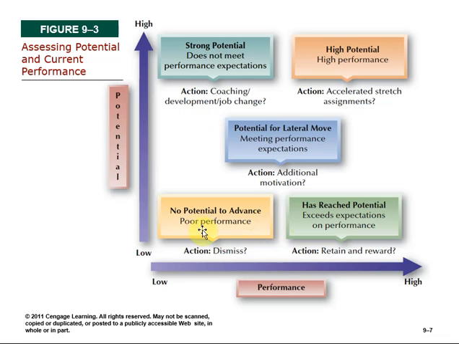So those employees with poor performance and poor potential, really there's no potential for advancement. You may want to consider dismissing them. You see the action here would be dismiss. For employees with a high performance but very little potential, they've kind of maxed out where they are. You can just retain them or give them rewards to continue to help them improve their performance.